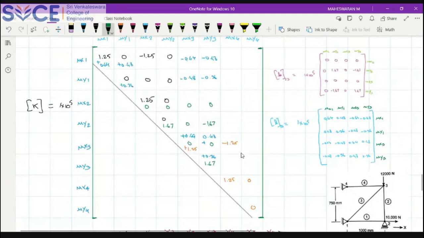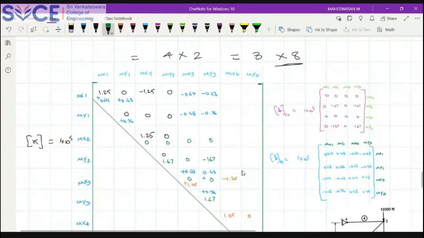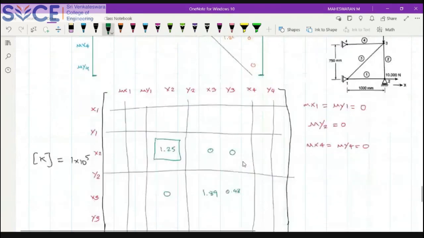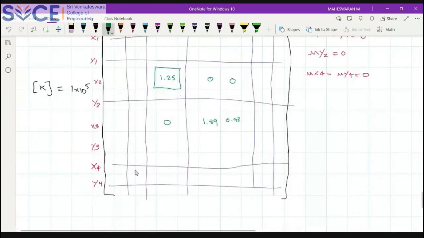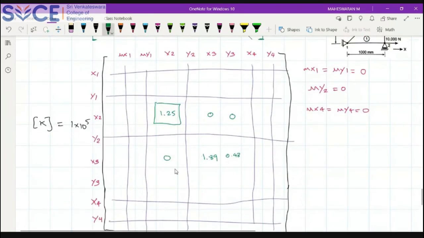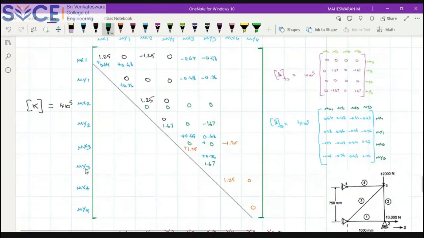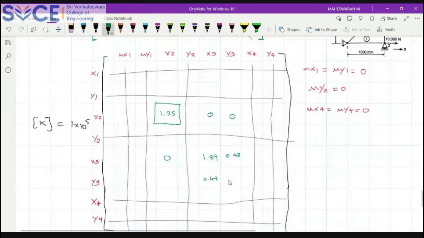Okay. So next, x4 goes out, so no need to worry. So the last one is, sorry, y3, y3. y3, x3 is similar. x3, y3 is 0.48, so y3, x3 is also 0.48. So what is y3, y3? That one we have to identify. When you look here, y3 is here and y3 is here. So it is 0.36 plus 1.67, so we're getting 2.03.